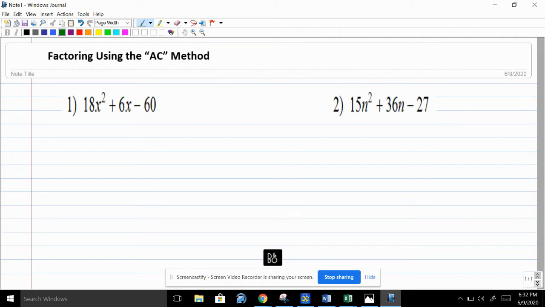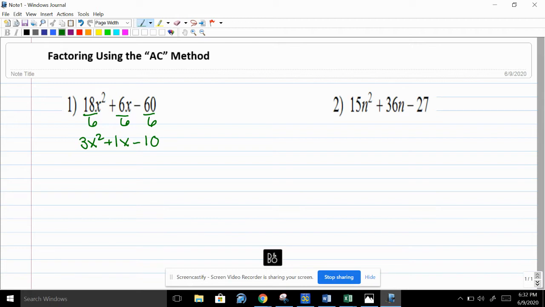Look to shrink. In number one, we have an 18, we have a 6, we have a 60. Those three numbers are evenly divisible by 6. So I'm going to divide by 6. I divide these numbers by 6, and that will give me 3x squared plus 1x minus 6 divided by 6 is negative 10.